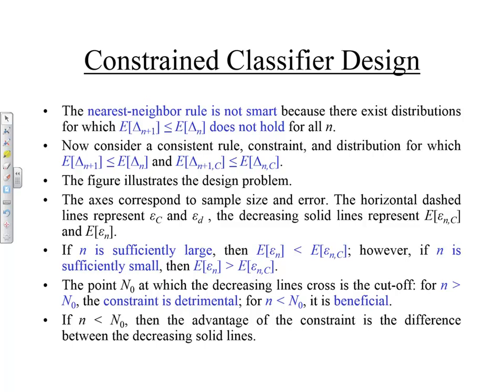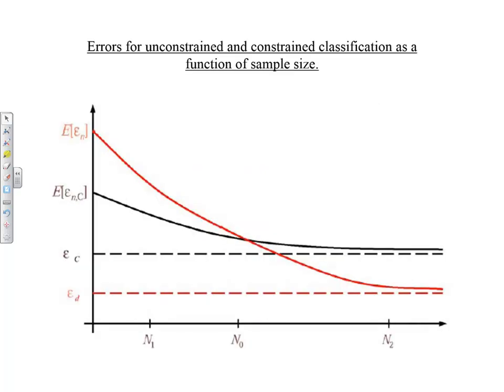If n is sufficiently large, then the expected value is as I showed in the figure. If n is sufficiently small, then one of the expectations is greater than the other. The point n0 at which the decreasing lines cross is the cutoff. For n greater than n0, the constraint is detrimental. For n less than n0, it is beneficial. And if n is less than n0, the advantage of the constraint is the difference between the decreasing solid lines. So the benefit from the constraint is the difference between the expected value of epsilon n and the expected value of epsilon n c, depending on where the sample size is, the difference between these two lines.